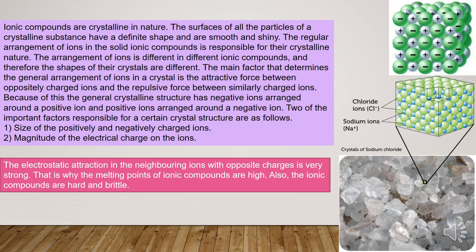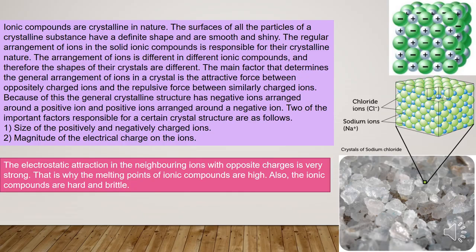Ionic compounds are crystalline in nature. Here you can see a picture of sodium chloride crystals. You can see the surface of all the particles of the crystalline substance has a definite shape and is smooth and shiny. अगर आप लोग नमक देखते हो, ठीक है, तो जो नमक हम लोग यूज़ करते हैं तो वो कुछ नहीं है, वो क्रिस्टल्स हैं. ठीक है, तो those crystals, if you see them closely, you will find that the structure is smooth. अगर आप लोग उसे feel करोगे तो you will find that it has a definite shape. They are smooth and they are shiny.